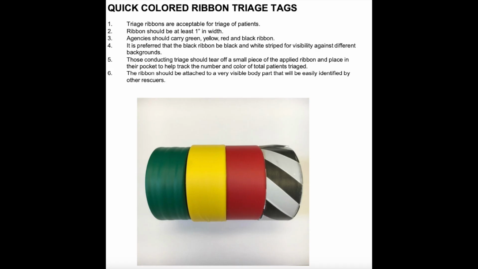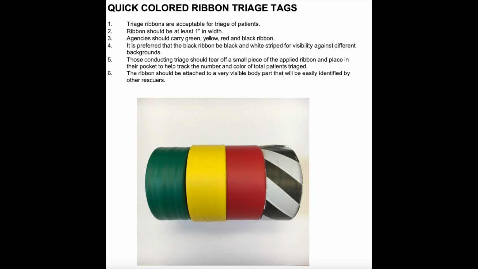With the Care Flight Triage system, we have a couple of different options for labeling our patients once they've been triaged that are listed in the protocols. First option we have is to use colored ribbon or flagging with colors that correspond with the category of patient that we've triaged. So if we label the patient as yellow, we would tear off a piece of yellow flagging, tie it around a limb or somewhere that is easily visible to other responders.